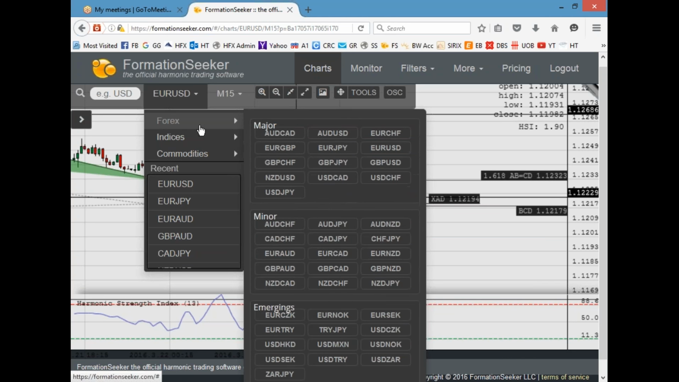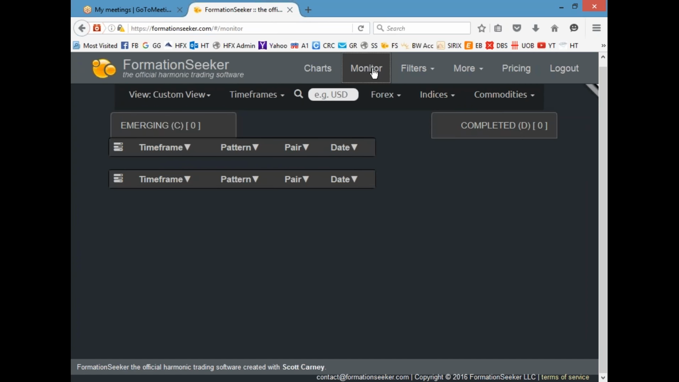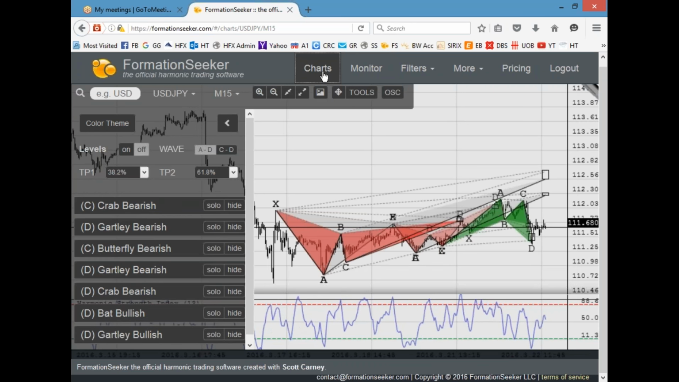Okay, there was a request to look at dollar yen. So let me switch to dollar yen and let's look for some examples on M15. See if we can find anything. Okay, charts are a bit slow today. Okay, I'm going to switch over. Wow, okay, we've got a lot here.